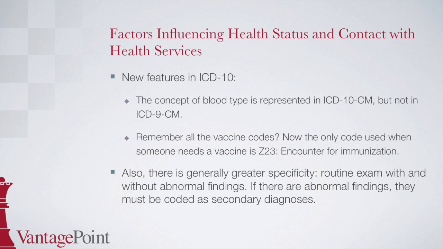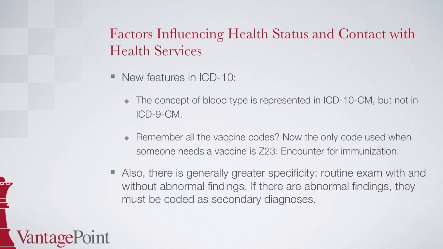Even though many of the codes are similar from ICD-9 to ICD-10, with the exception that V codes are now Z codes, there are a few new features in ICD-10. The concept of blood type is now represented with specific Z codes for each blood type and Rh factor.